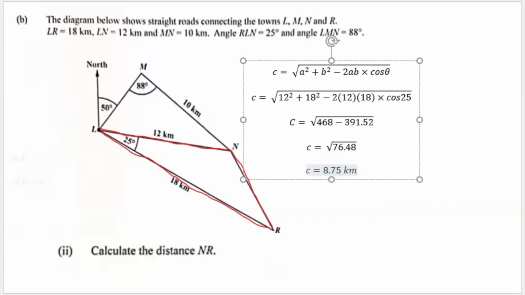So C is the length, or the distance, of NR. Therefore NR is equal to 8.75 kilometers. So that would be our answer for the distance NR. So we use our cosine rule. In the question before, we used our sine rule because we had two angles and were looking for an unknown side.